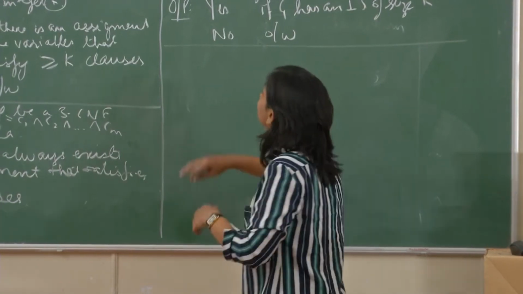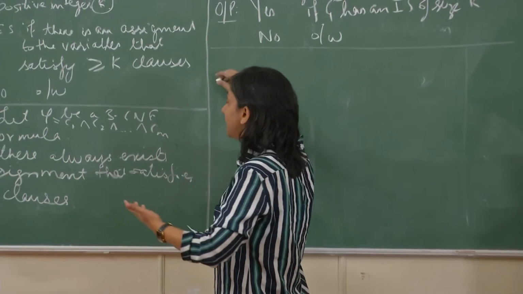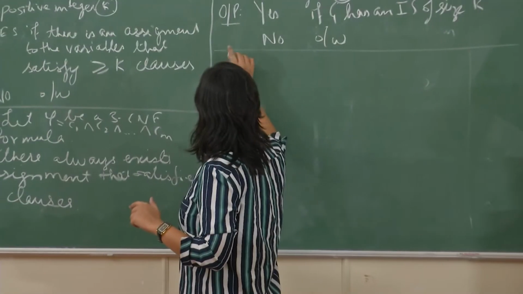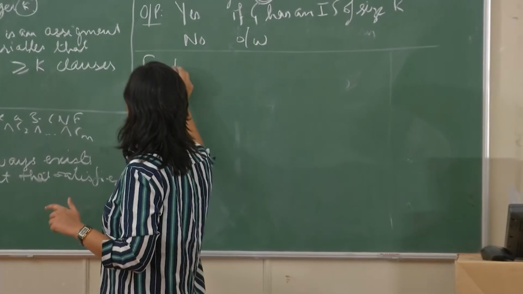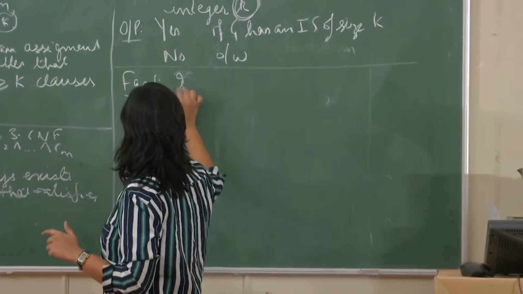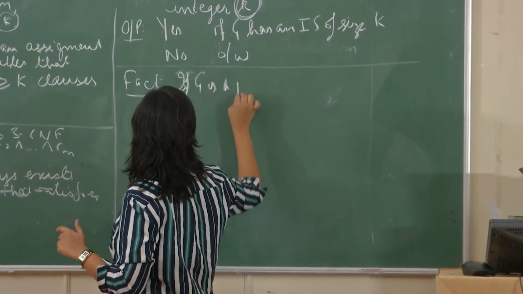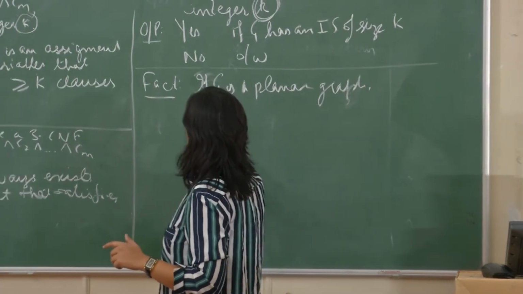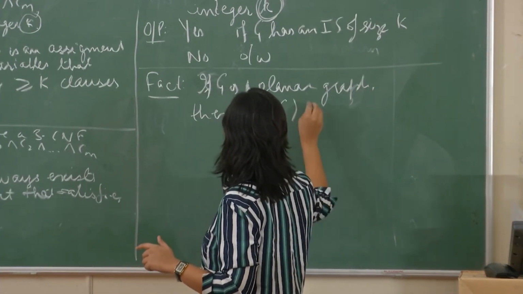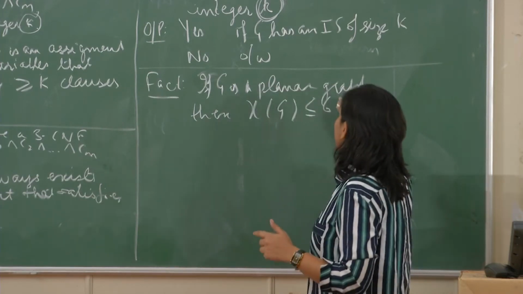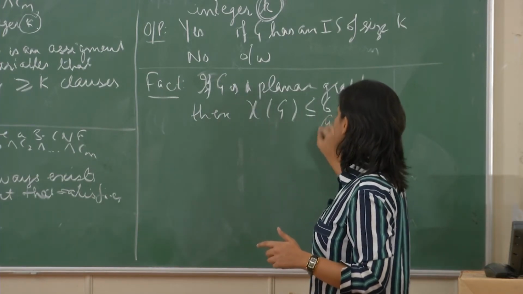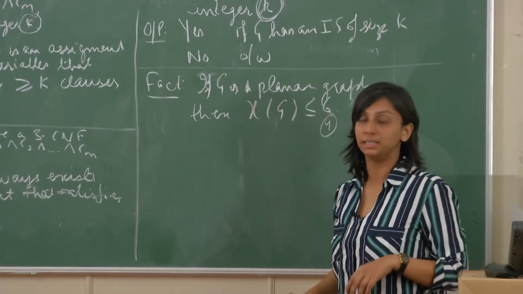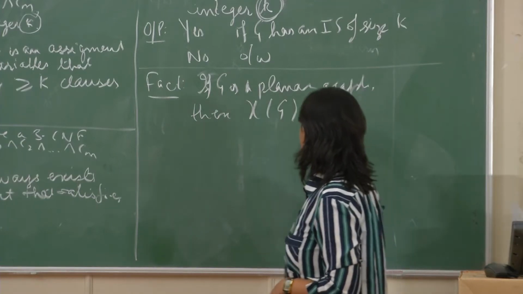Okay. So let me just tell you, and I'll briefly tell you the proof of this also, probably later. So in a planar graph, this is a fact: if G is a planar graph, then the chromatic number of G is at most 6. Actually, it's at most 4. But the proof of it is non-trivial. But the proof of 6 is what you can see easily. So it doesn't matter what we choose.